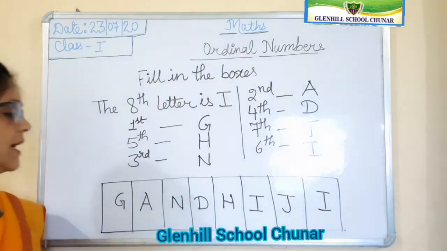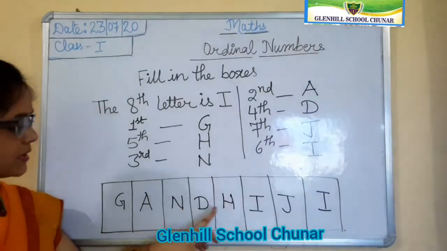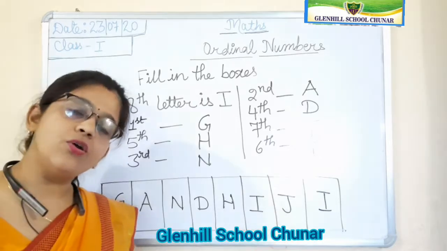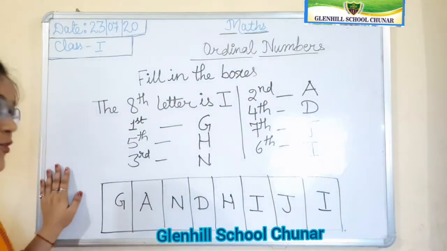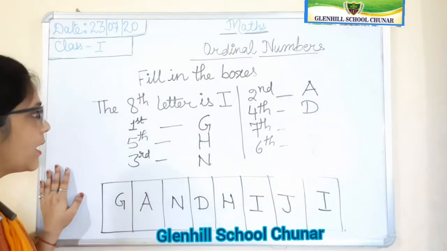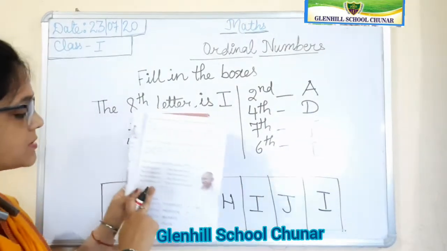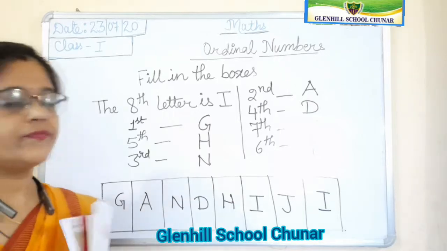Okay? So what does it become? It becomes Gandhi G. Got it, student? And I hope you all understood this very well. Okay? So do it right now. Like this you have to complete this box. Okay student? So do it fast.